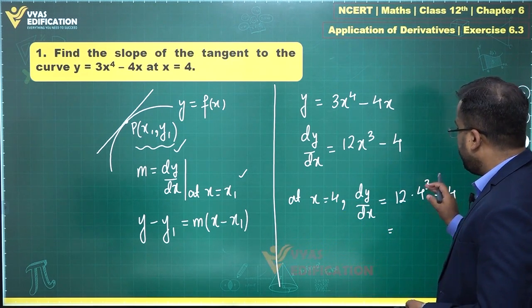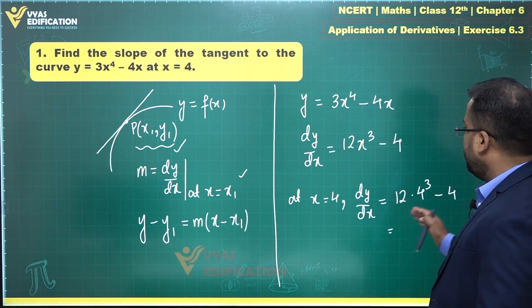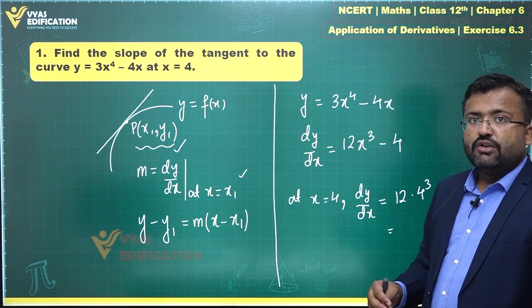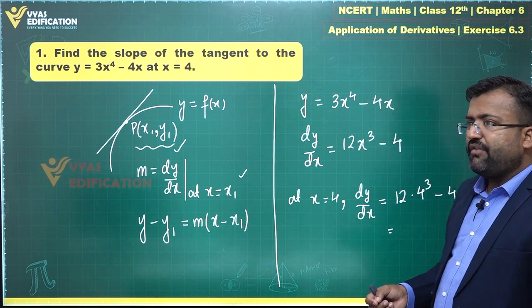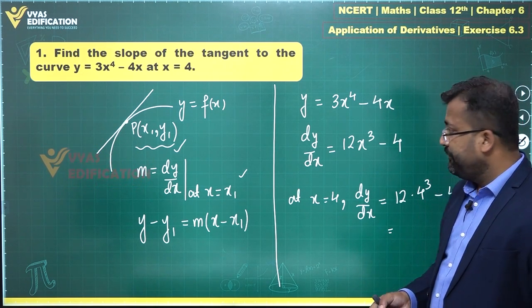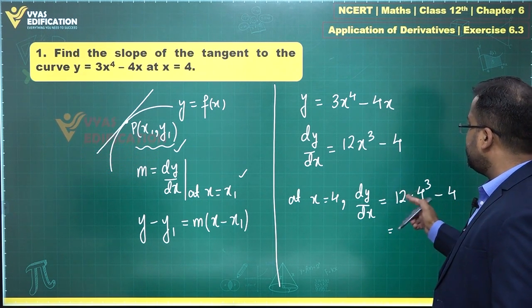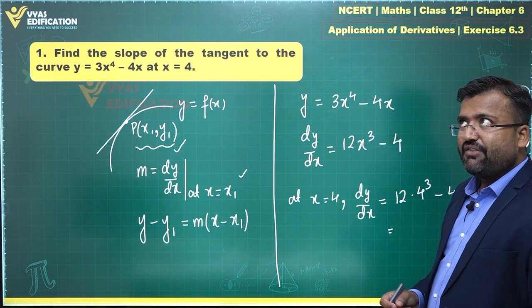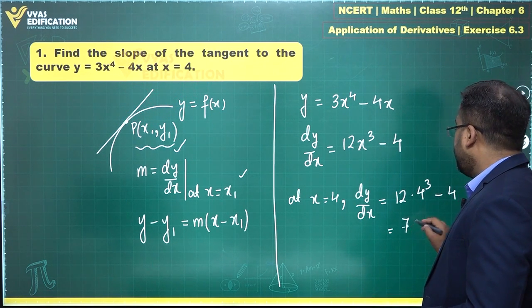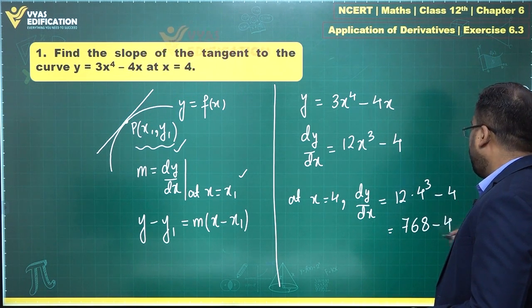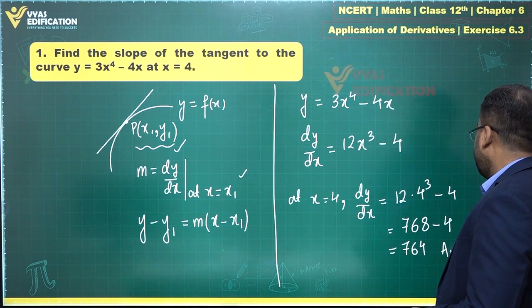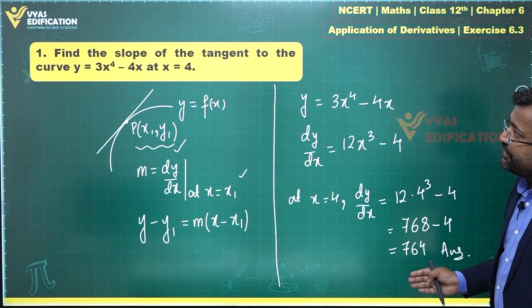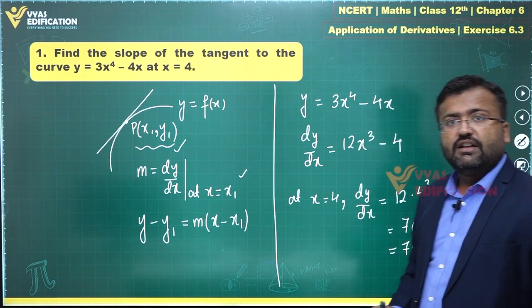Let's take a look at this. 4^3 is 64, and then you have a 12. 12 also has, let us say, 4. So this is actually 4^4, which is 2^8. Is it? Let's take a look at this. This is 256 times 3, which is 768. Minus 4, this is equal to 764, and yes, this is the slope. That's the required answer for this question over here. That's all in this question.